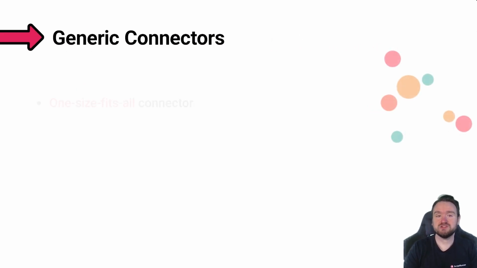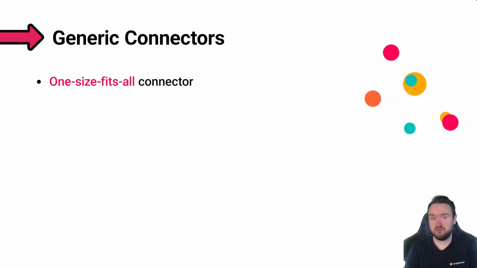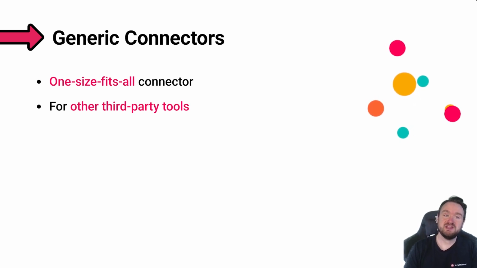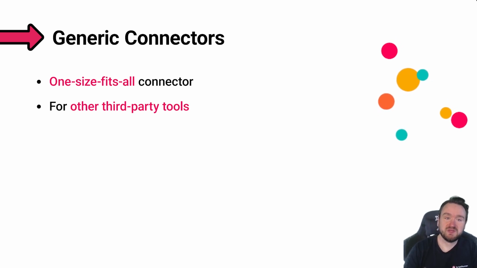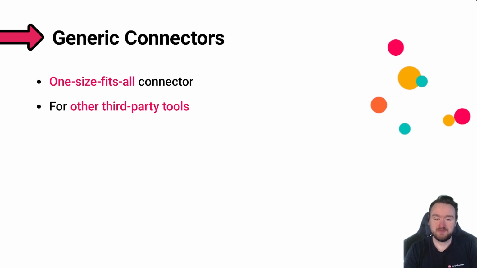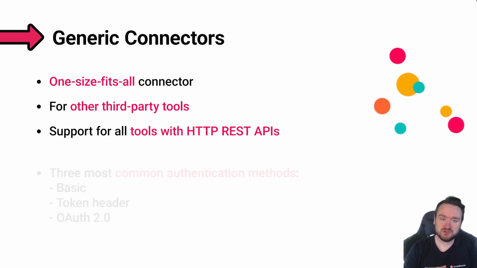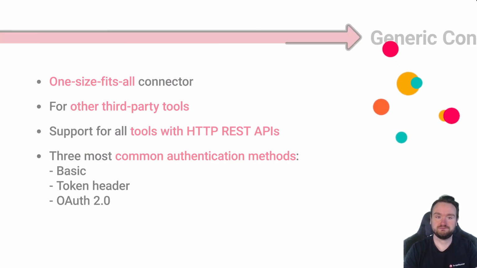Generic connectors is our one-size-fits-all option. We know we could add support for 1,000 tools in ScriptRunner Connect, but that won't cover everyone's use cases or business needs. For example, a company may have a custom third-party tool that they use that they want to include in their integration solution. Generic connection gives you the ability to connect to that and any other tool that we don't natively support. Whilst being a little bit more manual, it supports any API connection that supports HTTP REST APIs and supports the three most common authentication methods, which is basic, token header, or OAuth 2.0.